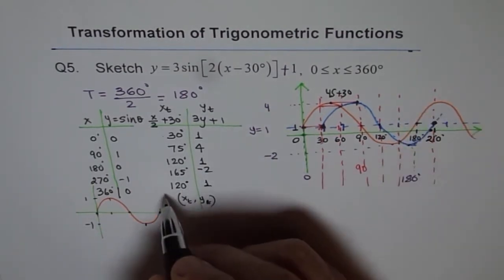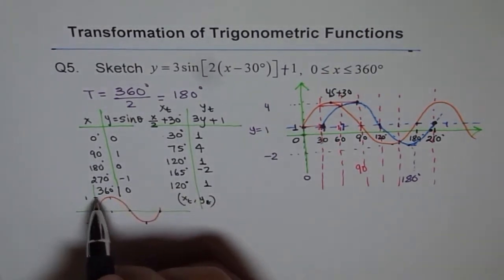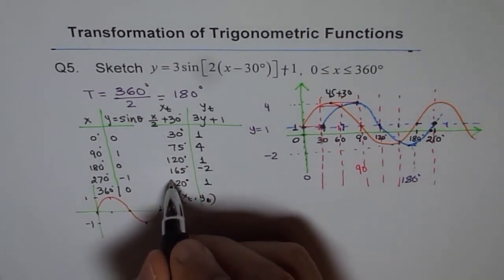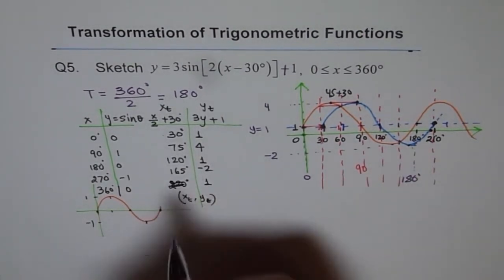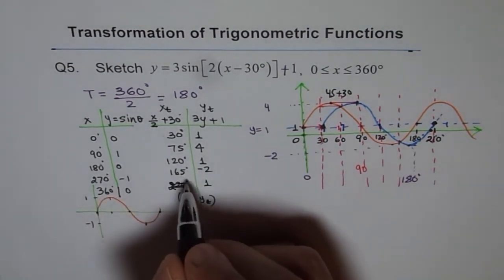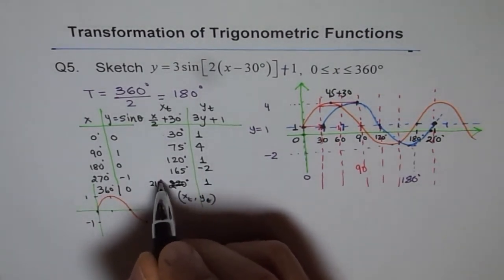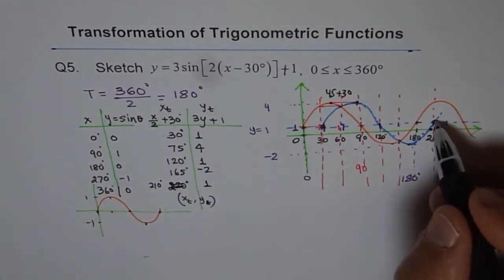Oh, sorry. Half of 360 was 180, and 180 plus 30 is 210, not 120. What am I writing? Okay, let's do it again. 180 plus 30 is 210. So this is 210 degrees. I wrote it wrong. So 210 and 1 is your final point.